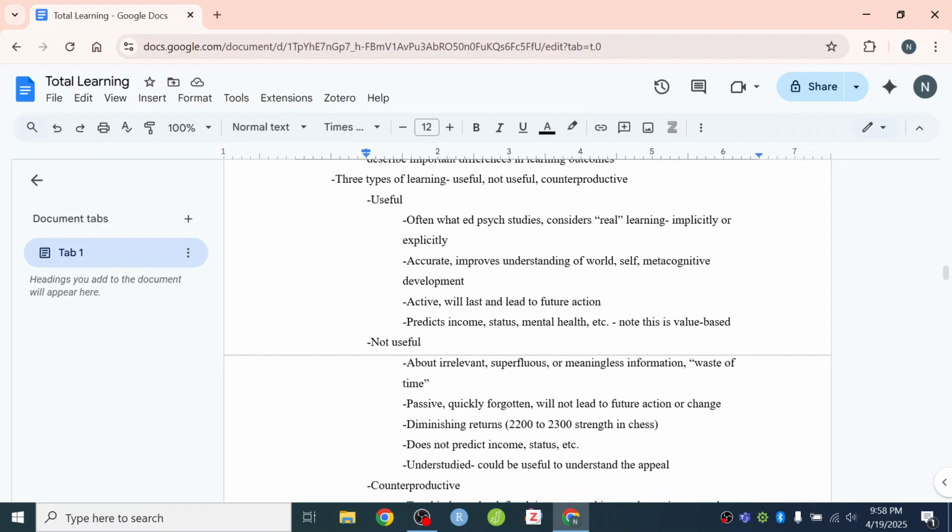Not useful learning would be about irrelevant, superfluous, or meaningless information. A waste of time, we might call it. Ebbinghaus's learning of random number sequences and syllable sequences: why are we spending our time learning this? This kind of learning is often passive and quickly forgotten. It will not lead to future action or change, unlike useful learning. Maybe we got it in there, but what am I going to do with it?